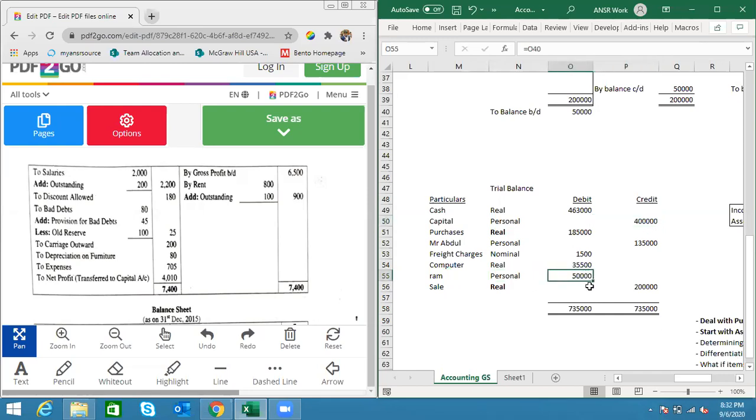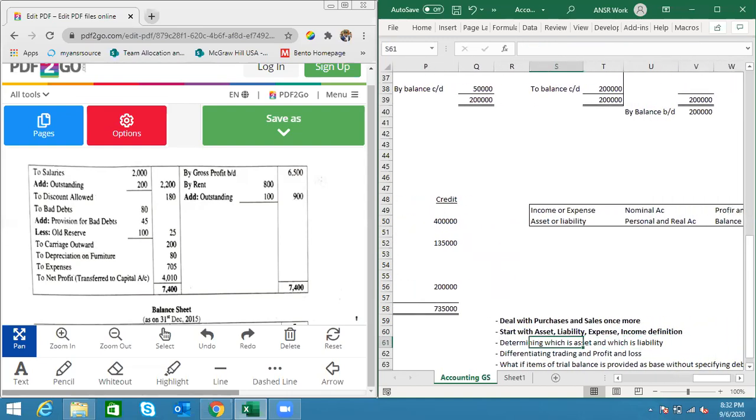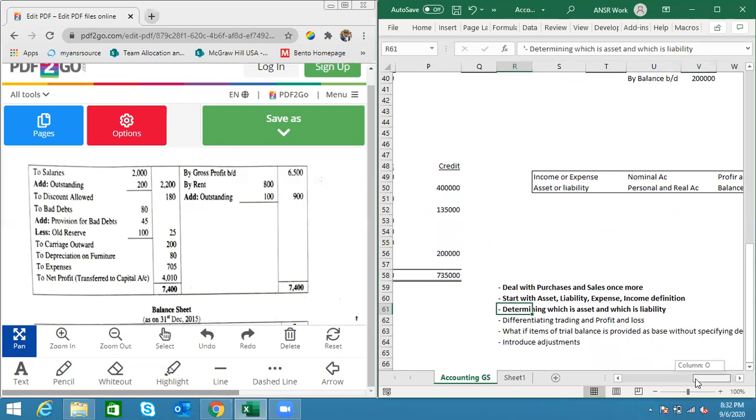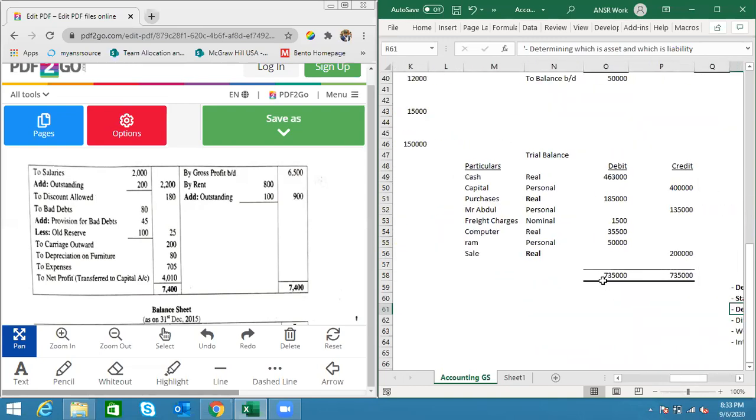But the concept is, if that is an amount you owe to somebody else, that's a liability. If somebody else owes you, then that's an asset. I think that's pretty much clear, isn't it? Any doubts on that? Awesome.